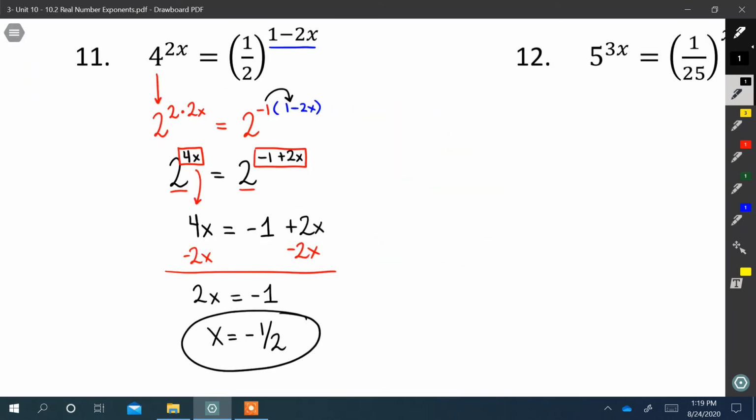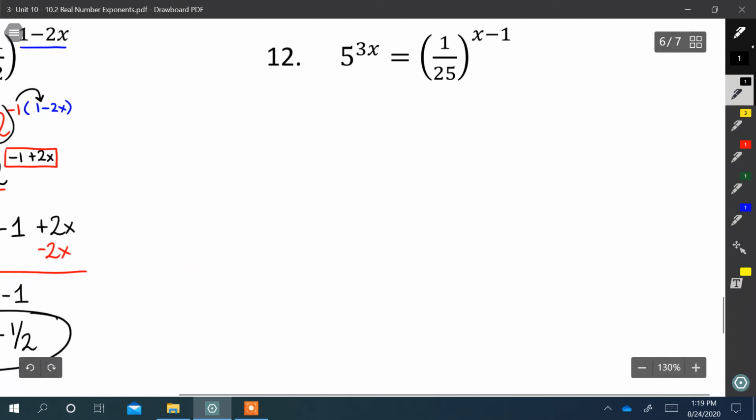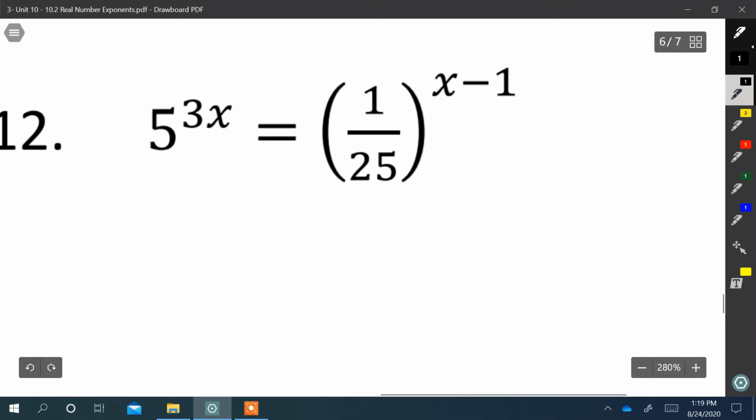So yeah, that's that problem right there. A little bit difficult, but it's all a matter of understanding the bases, that we have to have the same base. As soon as you can do that, that problem becomes a lot easier to do. All right, let's go ahead and do number 12. Try to stop the video and see if you can do this one on your own. That's the best way you can learn.